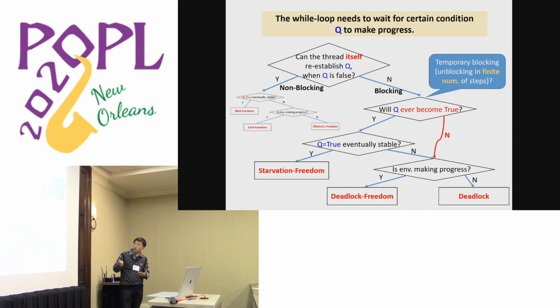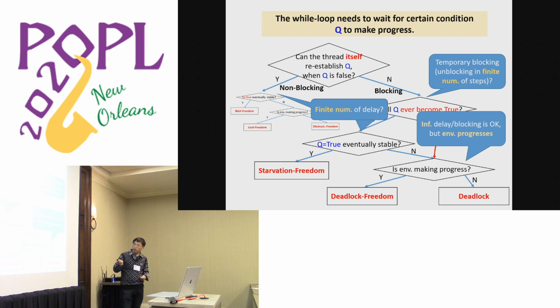So here we need to worry about blocking. If we want temporary blocking, it essentially says the thread is unblocked in a finite number of steps from this environment. And if we worry about delay, it will only allow a finite number of delays here. Or in the special case, we may allow an infinite number of delays or permanent blocking, but then we require the environment always makes progress, which means that before every time the environment progresses, there could only be a finite number of delays and blocking here.